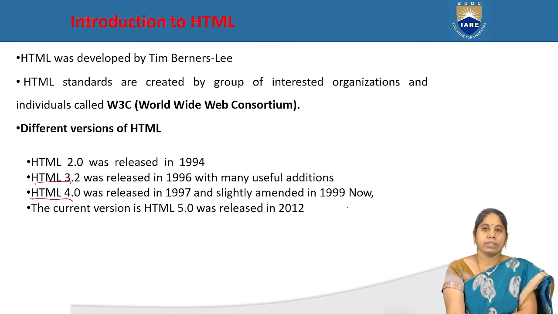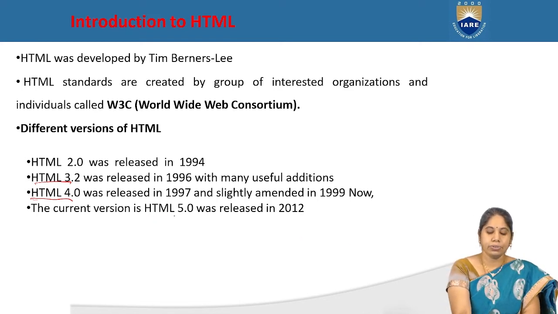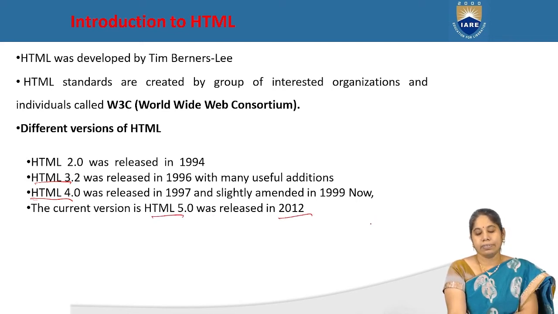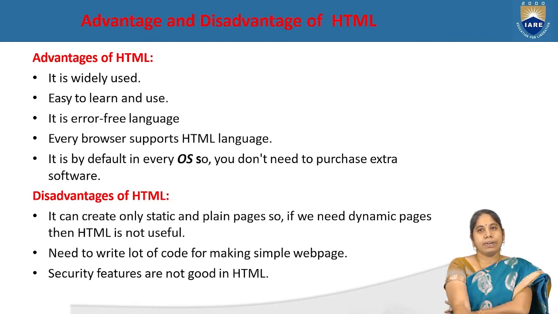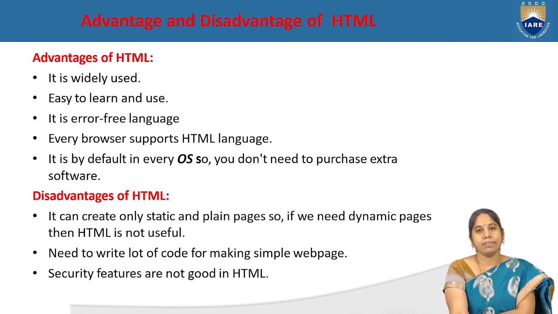Now, the current version we are using is HTML 5.0, which was developed or released in 2012. So what are the different advantages and disadvantages of HTML? As we have seen, HTML is used for developing static web pages.